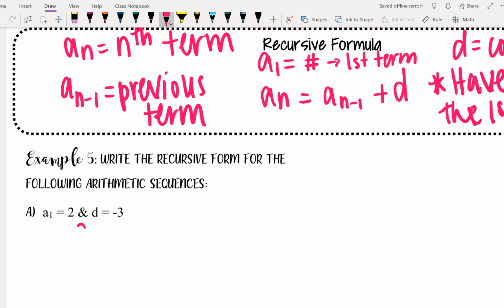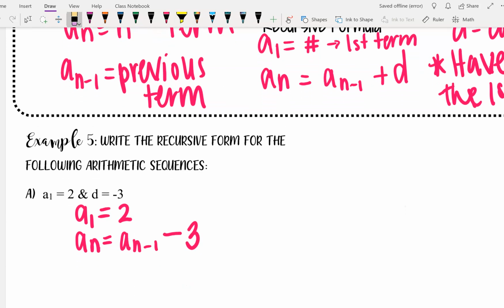So how you would do this is you would say a sub 1 equals 2 and a sub n equals your previous term minus 3, or you could say plus -3. Either one is fine, but that's it. That's the recursive form. And as we go through other examples, you'll see how this actually does work.